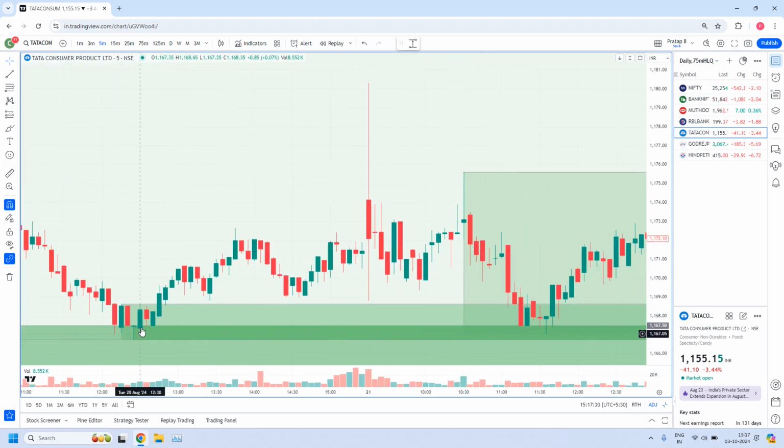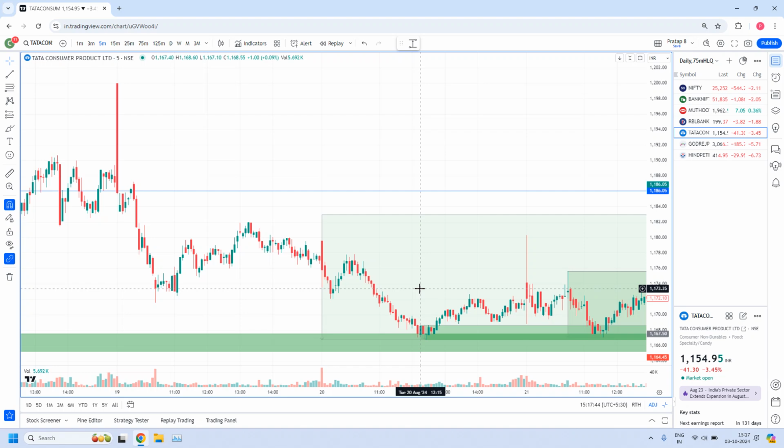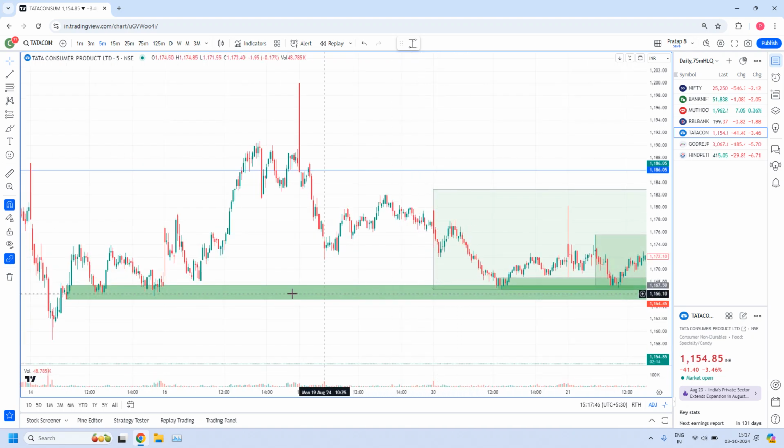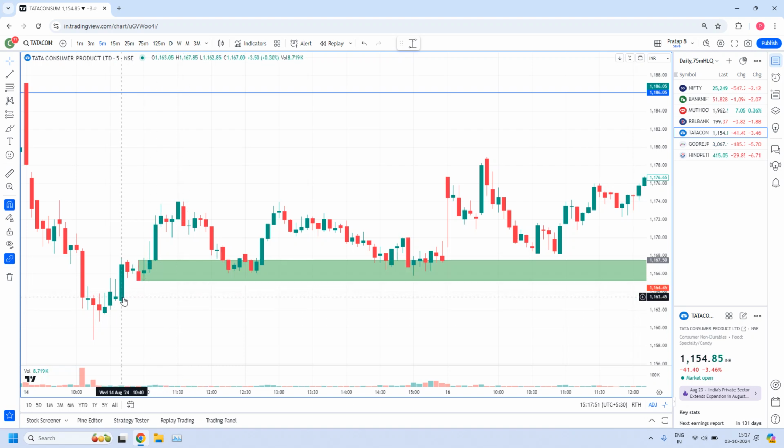Here you see drop base rally. This entire thing is the zone. Drop base rally: this is what I have drawn, this fine-tuned 5 minute zone. But strictly speaking, if you go back, you might find here a rally, 1, 2, 3, 4, 5 base candles and a rally candle. This is the 5 minute zone.